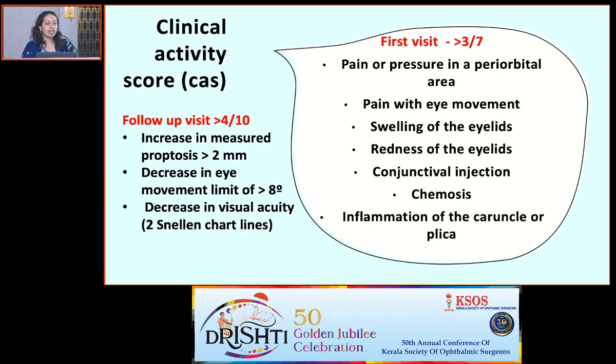For activity, we can use the clinical activity score. We have to check the patient in the first visit and also in the follow-up visit. These 7 points like pain, swelling and redness of the conjunctiva and eyelids should be checked, and each given a 1 point score. And if the score is more than 3 out of 7 in the first visit and more than 4 out of 10 in the follow-up visit, we will consider it to be active disease.